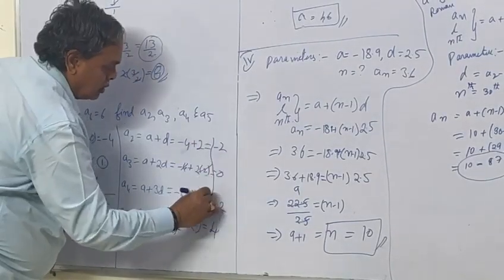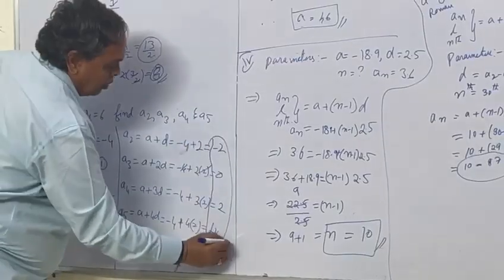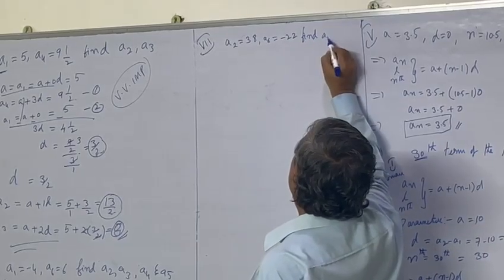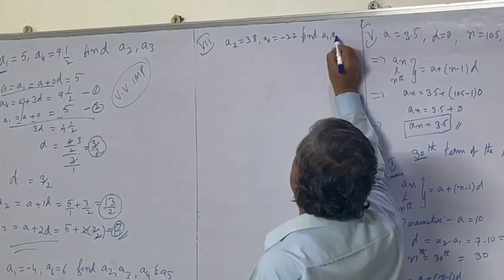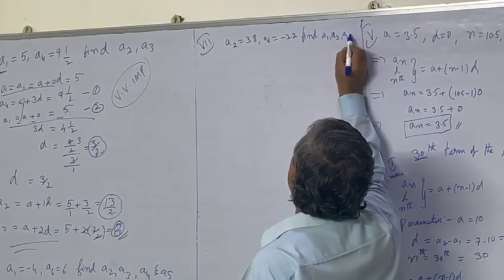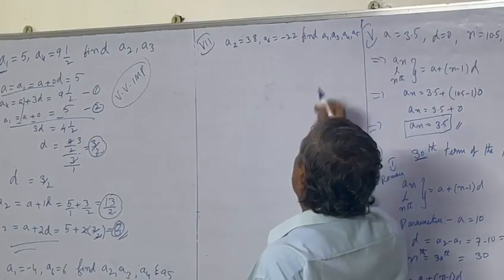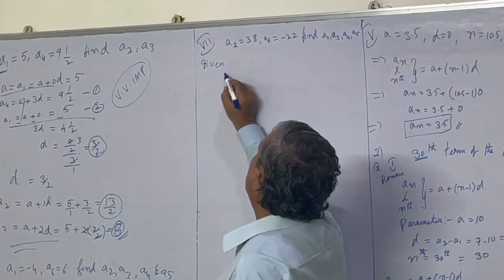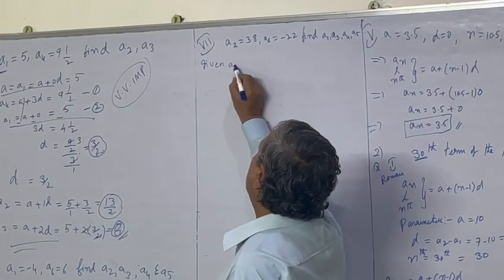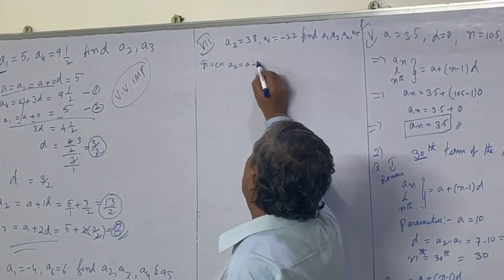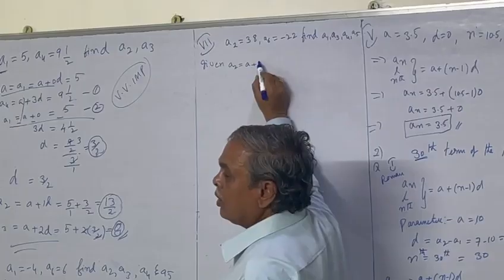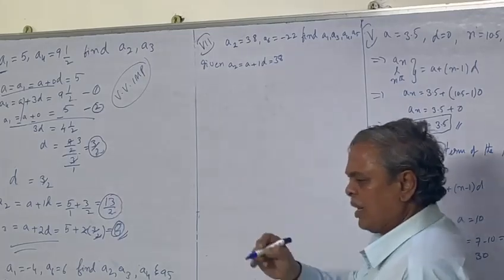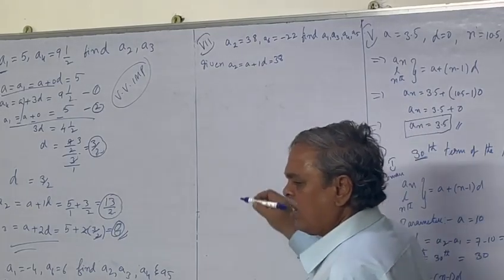This is the next sheet, write down the questions. Find A1, A3, A4, A5. Then what is given here? Write the given. Given A2 is equal to A plus 1D, that is 38. Write down simultaneously. Don't talk.